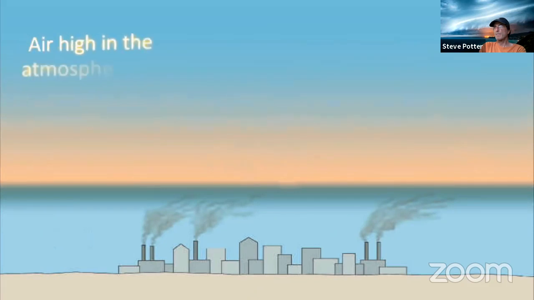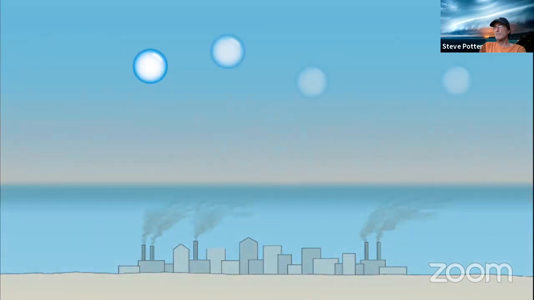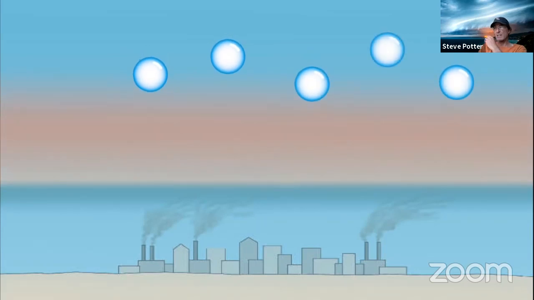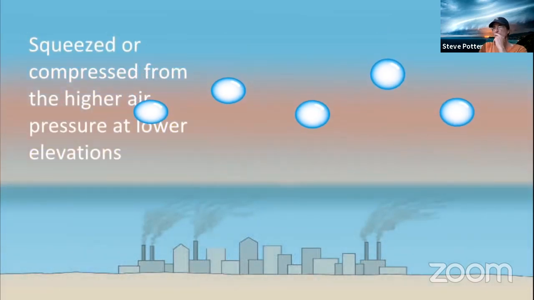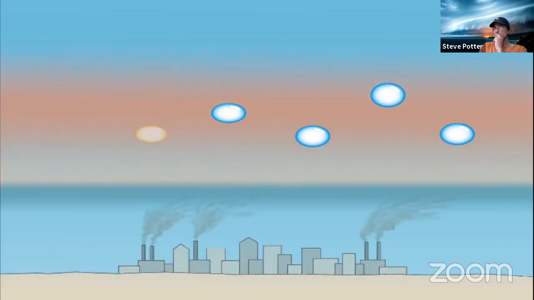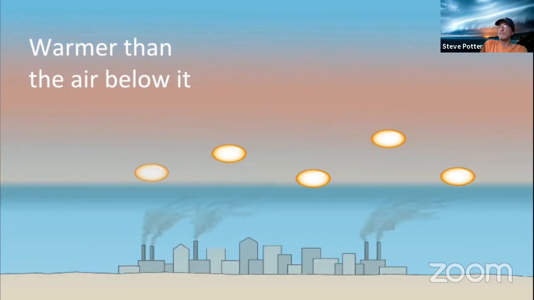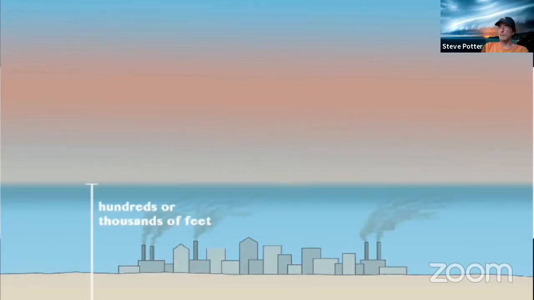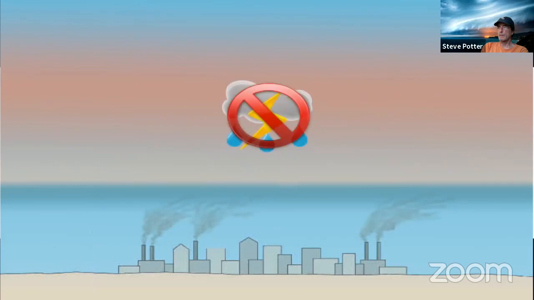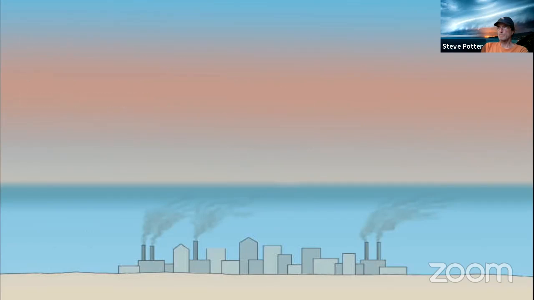Sometimes air high in the atmosphere starts to sink. As it sinks, it begins to warm due to the air being squeezed or compressed from the higher air pressure at lower elevations. The sinking air can warm to the point it is warmer than the air below it, even hundreds or thousands of feet above the Earth's surface. Called an upper air inversion, it acts as a barrier to keep thunderstorms from forming.